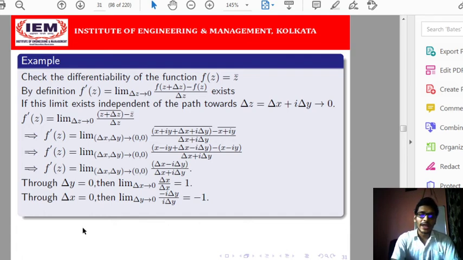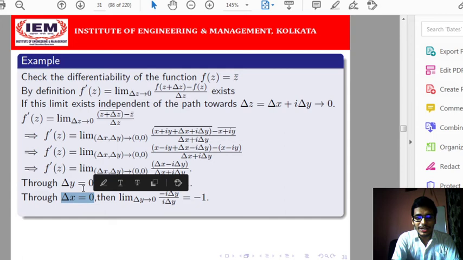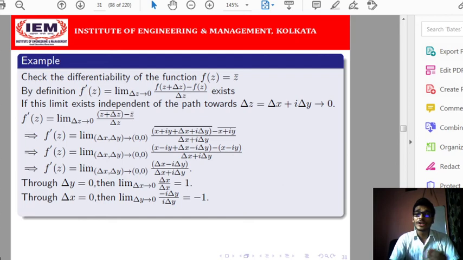So we know that for a function of more than one variable, if the limiting value exists, then the limiting value should be independent of any path. But here we are taking two different paths. One is Δy = 0, one is Δx = 0. If we take two different paths, we are getting different limiting values. So the limiting value is not unique here, or it is not independent of the path. That's why the limit doesn't exist.